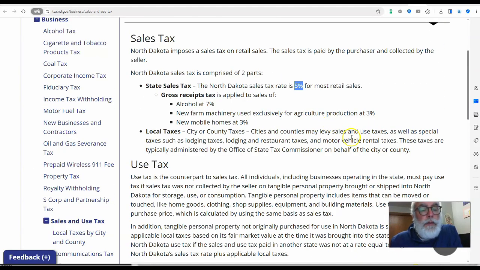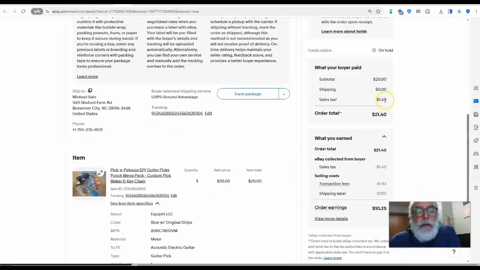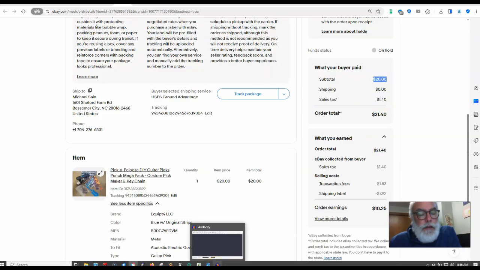We're pretty simple folk. Now, if we come back over here and we see that this $1.40 in sales tax is from this $20, I'm assuming that it doesn't detail that.